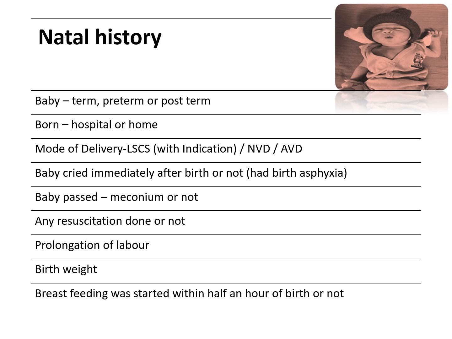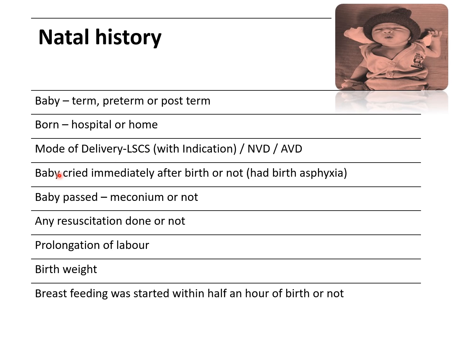After antenatal history, we have to take the natal history, in which we have to mention either baby is term, preterm, or postterm, hospital delivery or at home delivery took place. Then mode of delivery, either LSCS. If LSCS, then also write down the indication, or normal vaginal delivery or assisted vaginal delivery.